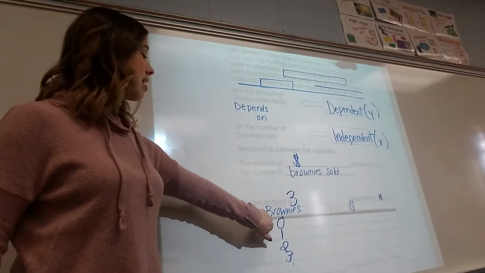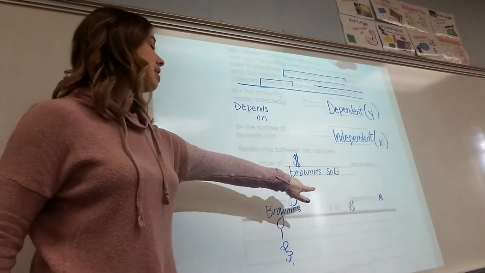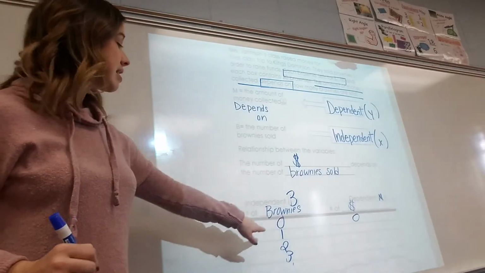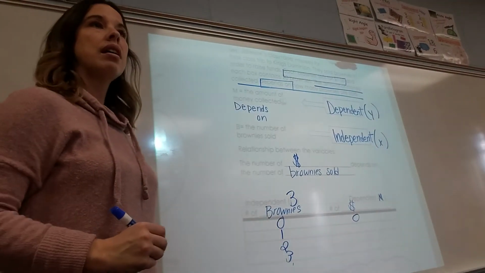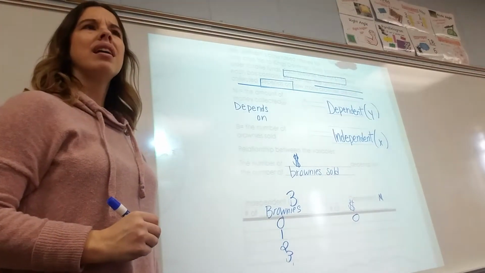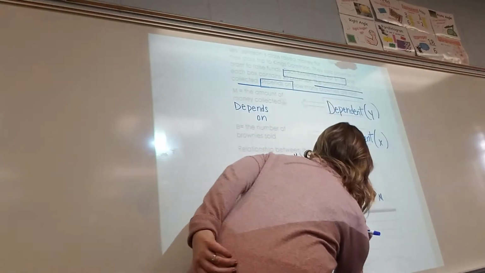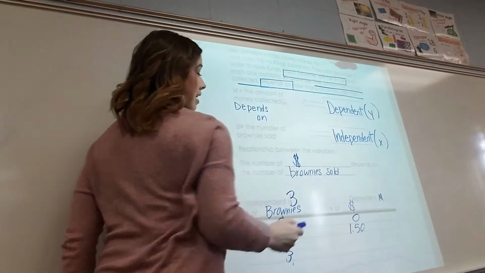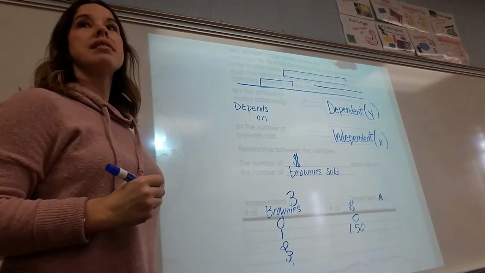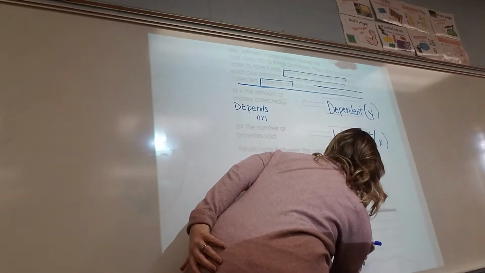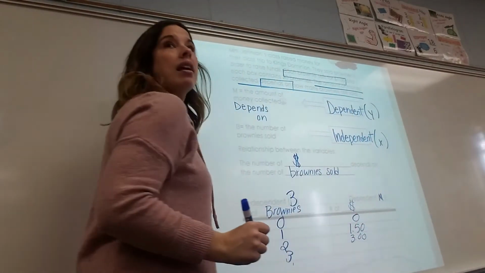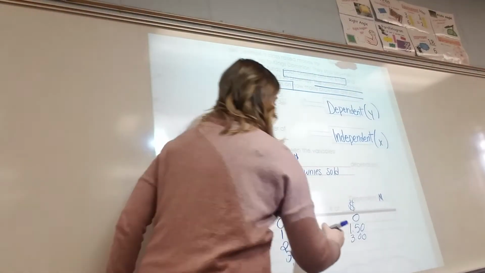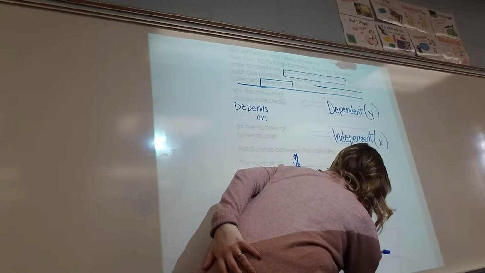Okay? So if the class sells 0 brownies, how much money do they make? $0. Absolutely. Okay? If they sell 1 brownie, how much money do they make? Absolutely. $1.50. Okay, because look, right here, this sells for $1.50. If they sell 2 brownies, $3. Logan and Lexi, I need you to participate. Okay? If they sell 3 brownies, $4.50. Okay? Mason.